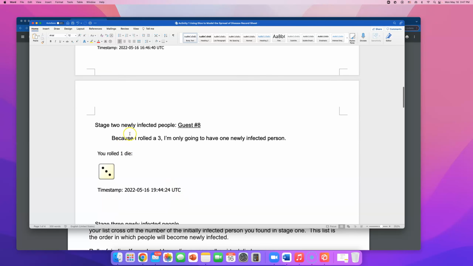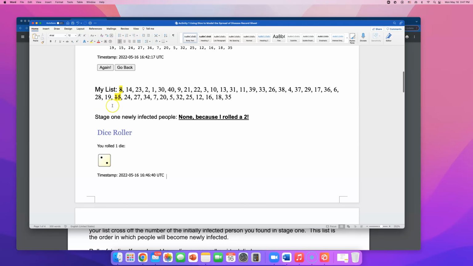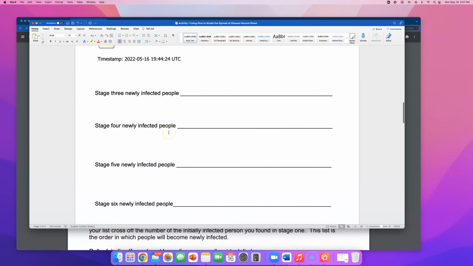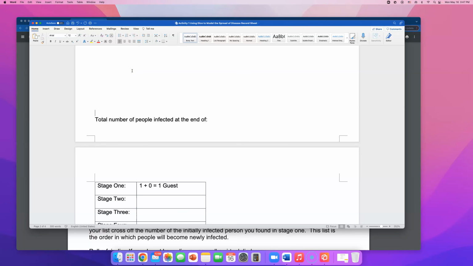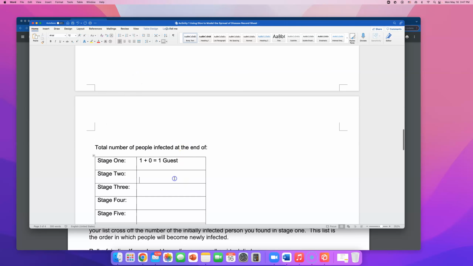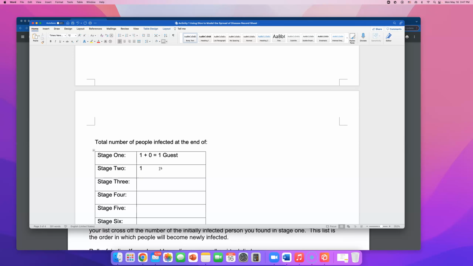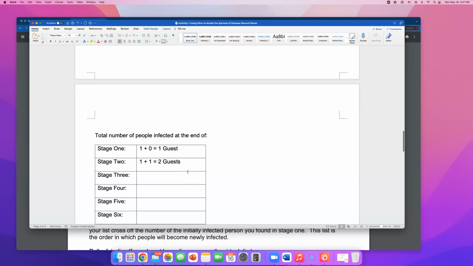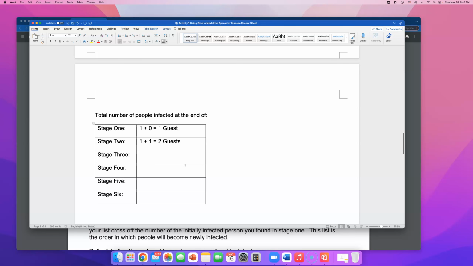So after stage 2, how many people are sick at my party? 2 people are sick. Down here on the total number of people infected, I'm going to say there was that one guy who originally came to the party sick, but we just infected one new guest. So 2 guests are sick at the end of stage 2. Now this number is how many dice I have to roll for stage 3. There are 2 people in my party that are infecting people.